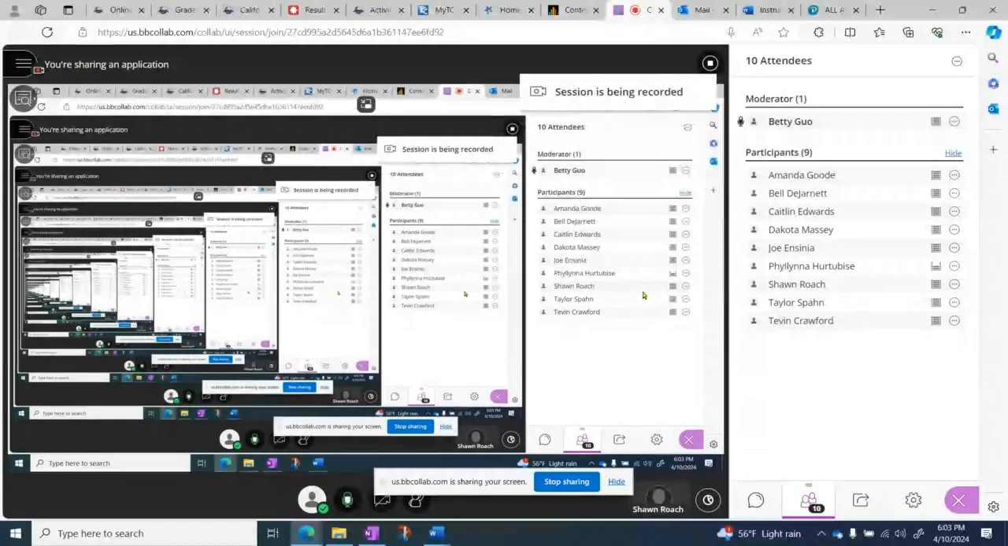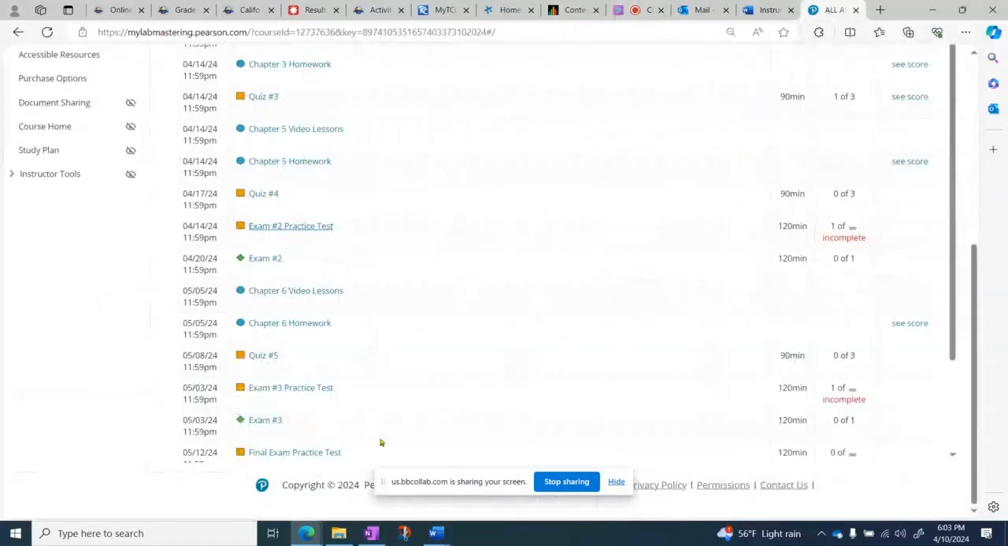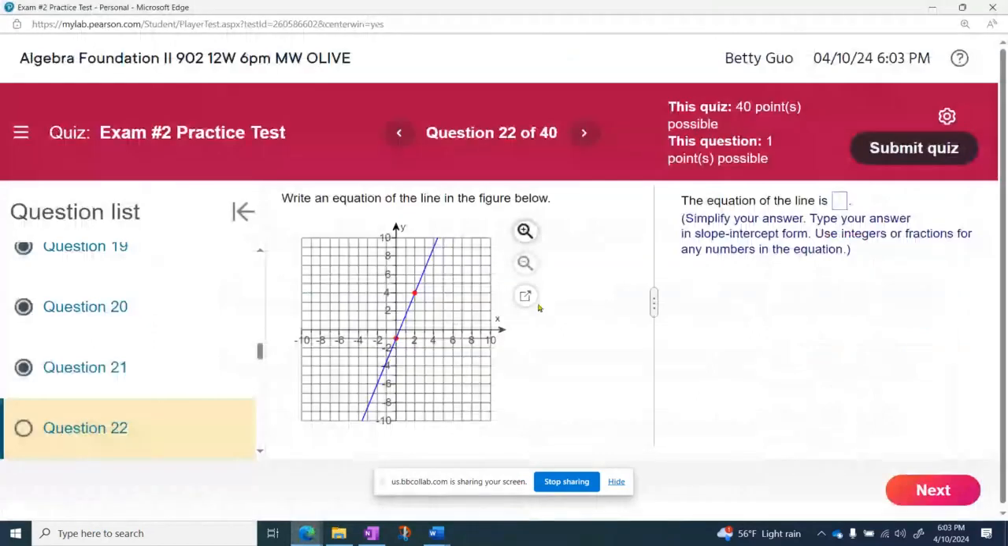Hello guys, so today we'll continue reviewing for exam 2. Question number 22. This question is from chapter 3. It's about the straight lines. Let's see what's going on in this question.